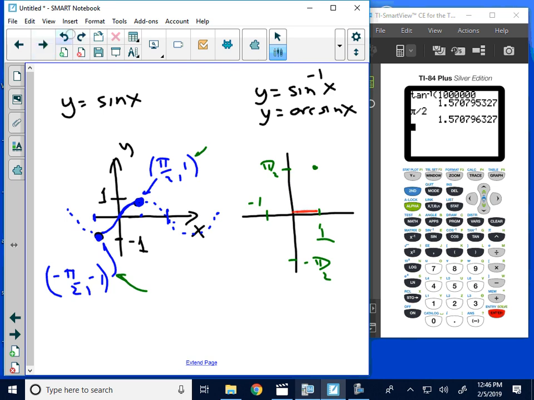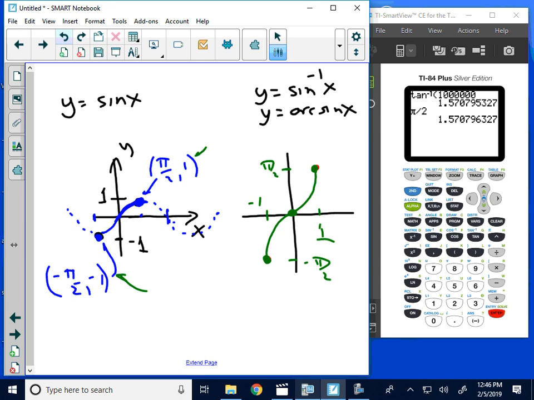Okay, so how do I graph it? Well, I need to go through these points. And again, look at the sine wave. The sine wave goes through the origin and bends down to that point. This one will go through the origin and bend up to that point, like that. Okay, and likewise over here. So this is the graph of the arc sine.